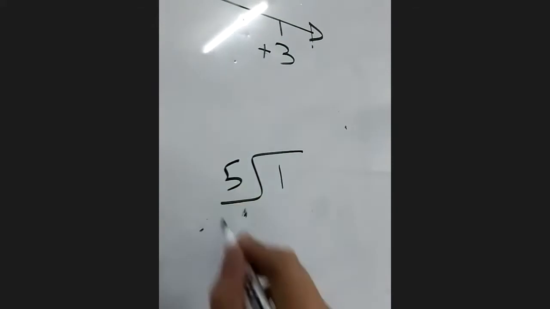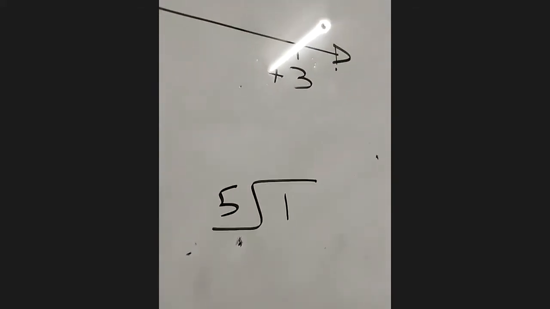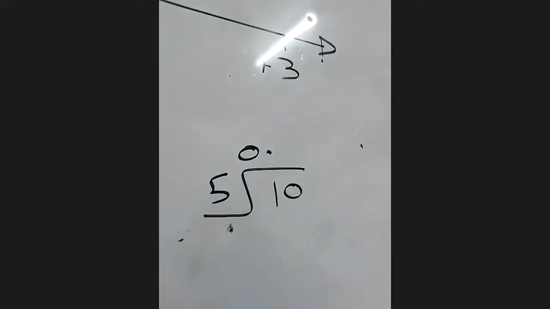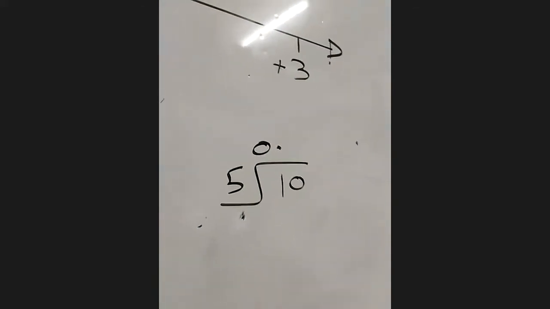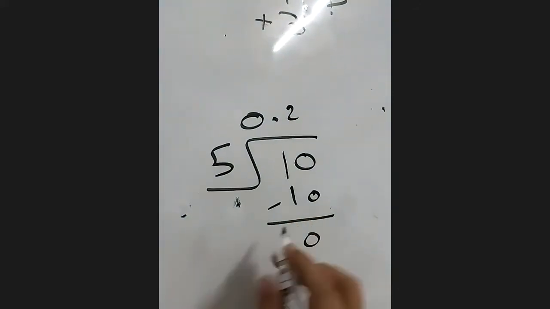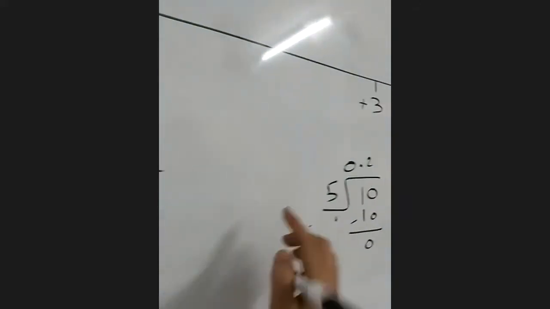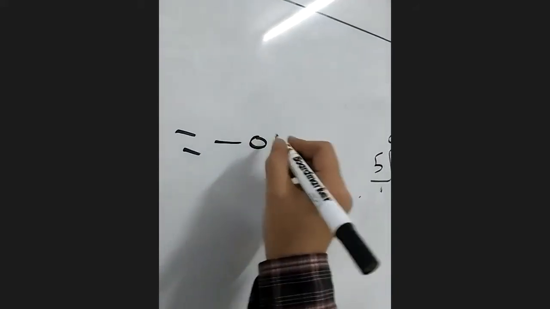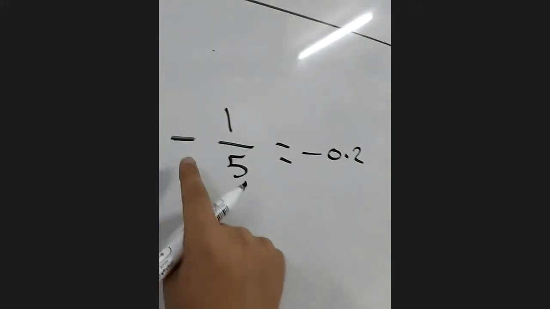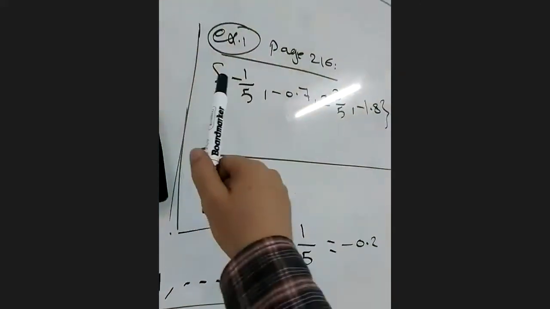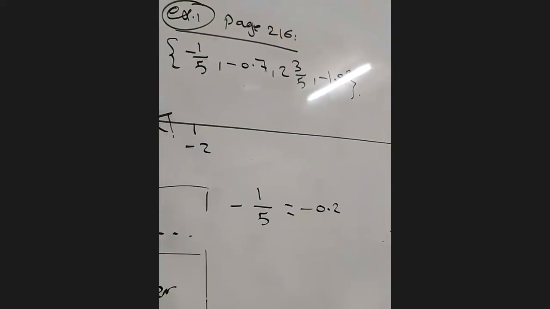1 divided by 5. Now 1 divided by 5, it cannot be, we know that 0.10. 10 divided by 5 is 2. 2 times 5 is 10. Subtract, 0. So 1/5 is 0.2. So negative 1/5 is negative 0.2. I kept the negative sign. Okay. So I turned negative 1/5 to be negative 0.2.